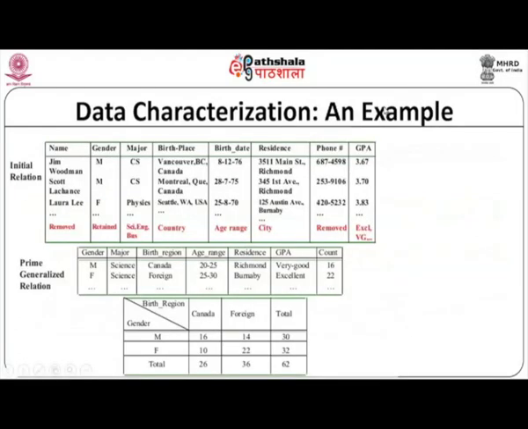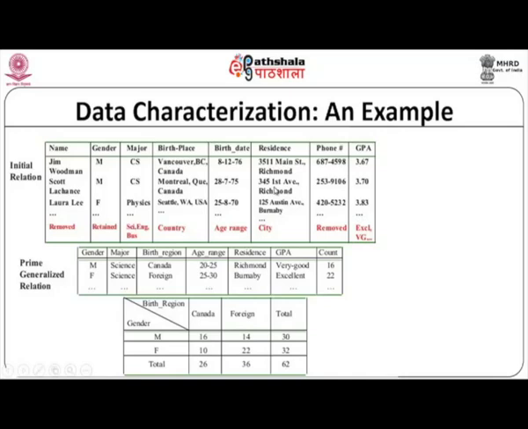An example for data characterization. In this table, we have a relation. That relation speaks about individuals residing in various geographical locations, say in the country Canada, their birth date, their residence, phone number, what major they have studied, whether computer science, physics or science, engineering, whatever it may be, their gender and name.